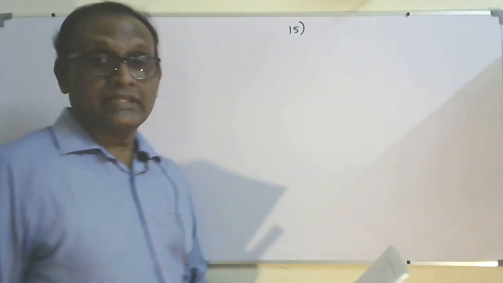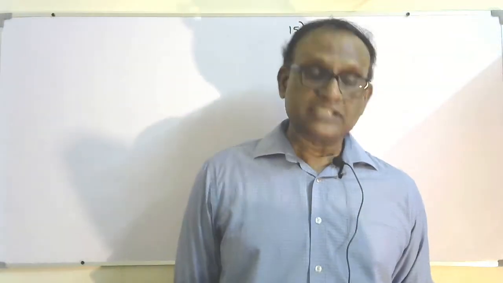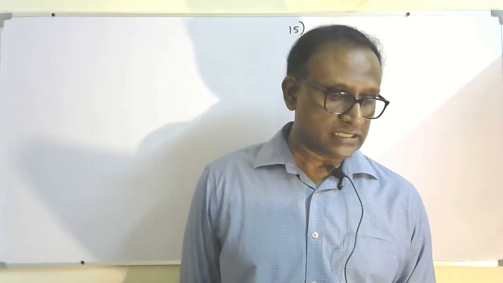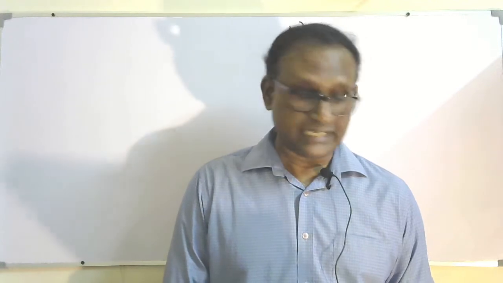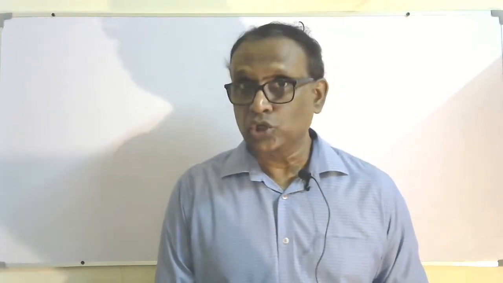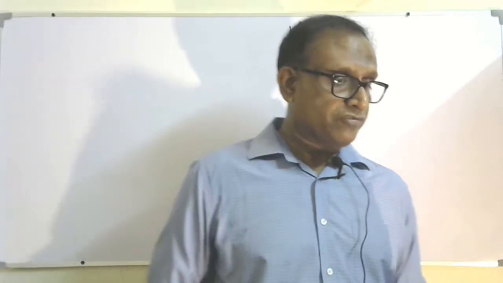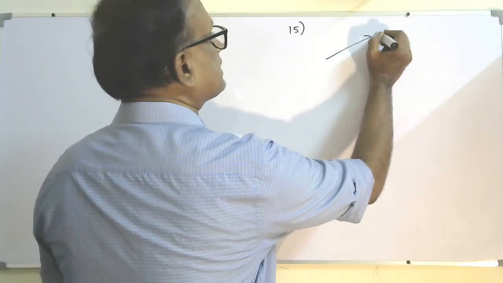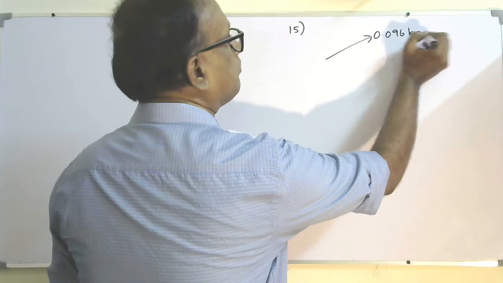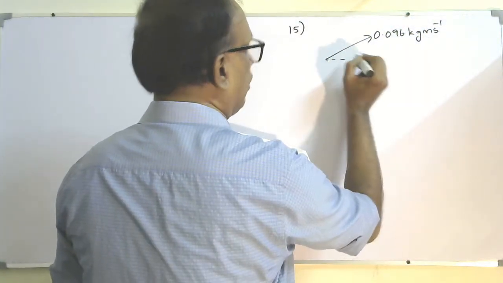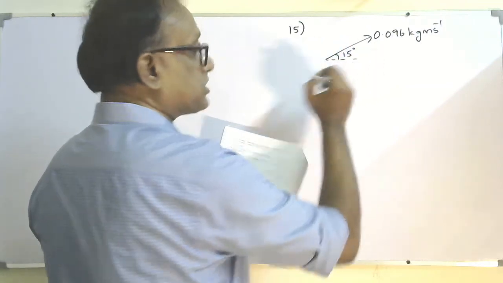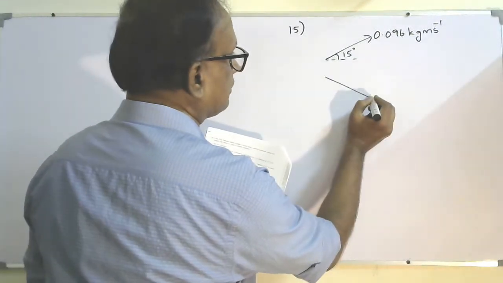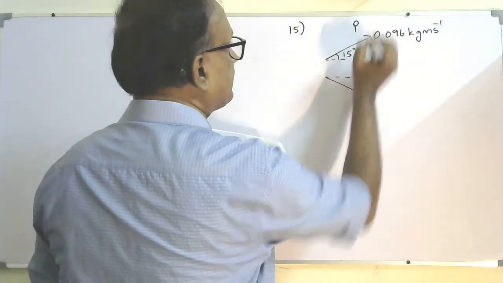Okay, question 15 is something related to momentum, but actually the first part is a vector diagram. So there are two balls, P and Q, identical balls, and they are given their momentum. Q was at rest initially. Momentum of P initially we don't know, but after collision we know the momentum of P, in this direction, 0.096 kilogram meter per second. It makes an angle of 15 degrees with the horizontal direction, that's the initial direction of P. The momentum of Q is in this direction, this is P, this is Q.